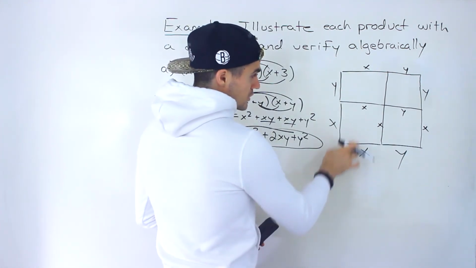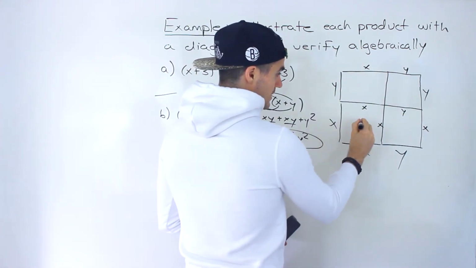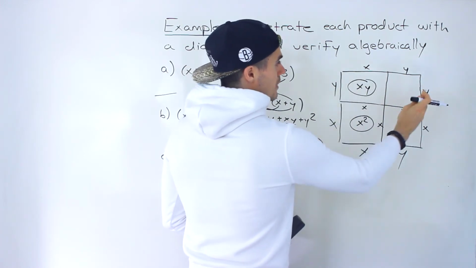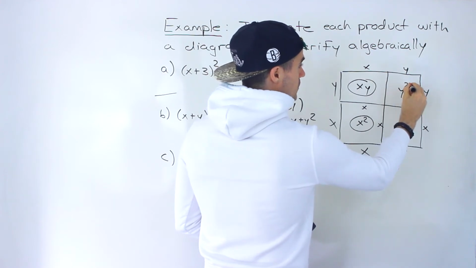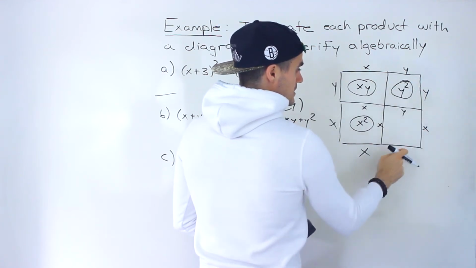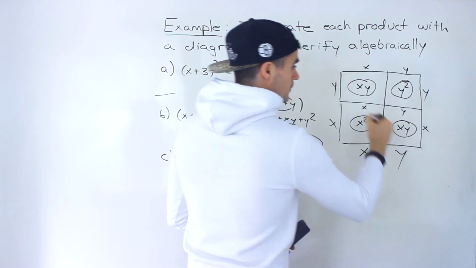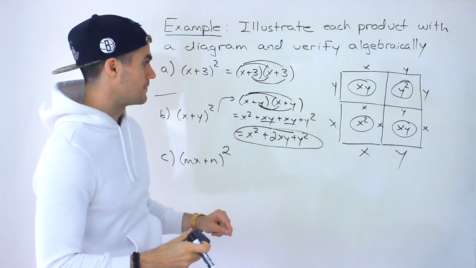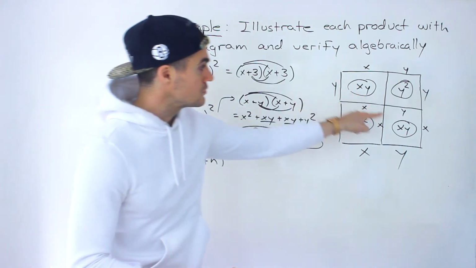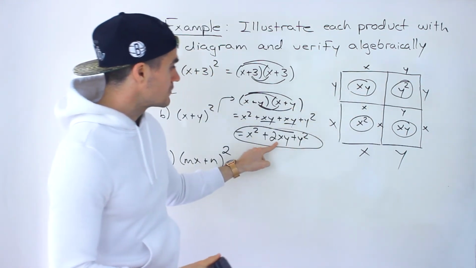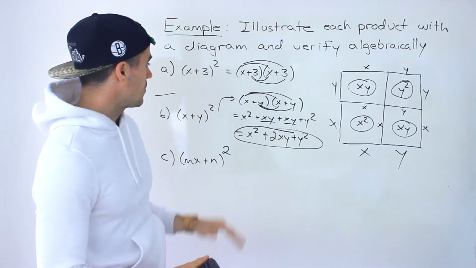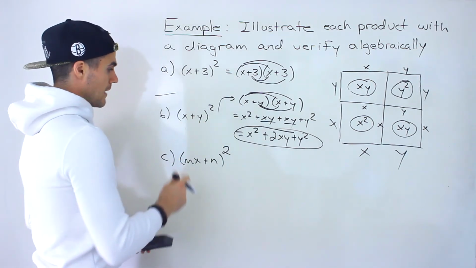So let's go through each of these 4 rectangles. X times x, x squared. X times y, xy. Y times y gives us y squared. And then x times y gives us xy. When we add all of them up, notice we'd end up with that same sum. And then simplifying these 2 like terms, that would give us that 2xy over here. All right, so that's x plus y to the power 2.